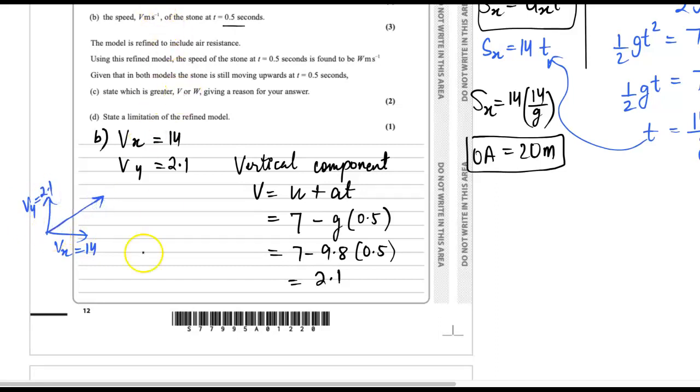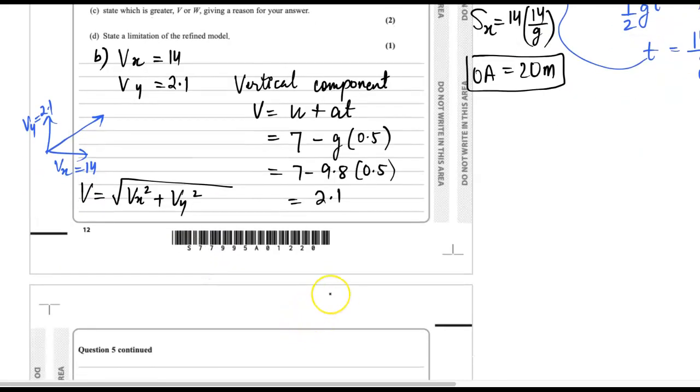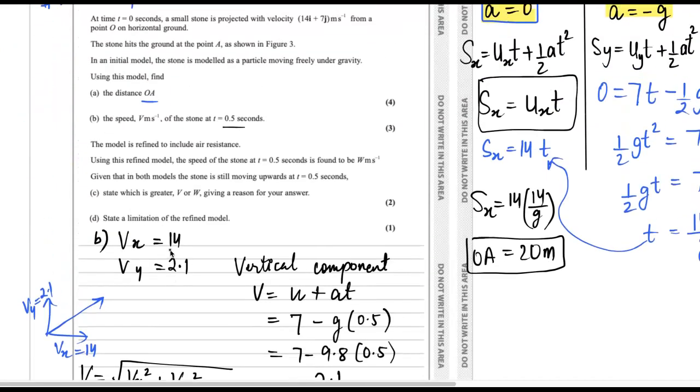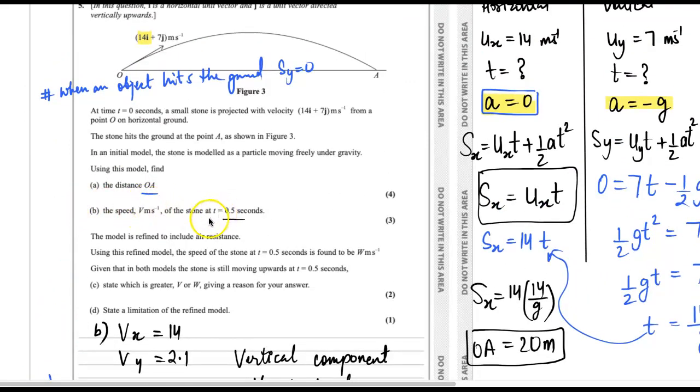So we will be finding the speed v, which is going to be the square root of vx squared plus vy squared. So you just solve that. v is going to be the square root of 14 squared plus 2.1 squared. And it gives us around 14.2 meters per second. This is the speed when the object is at 0.5 seconds.